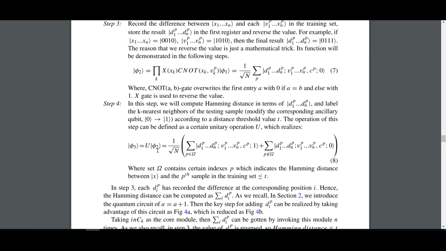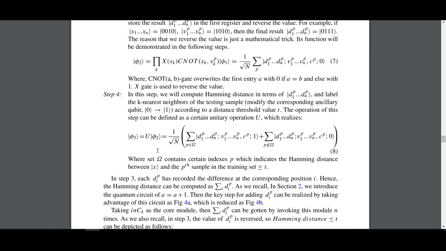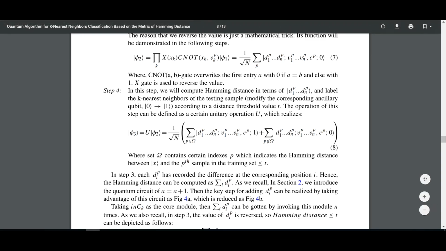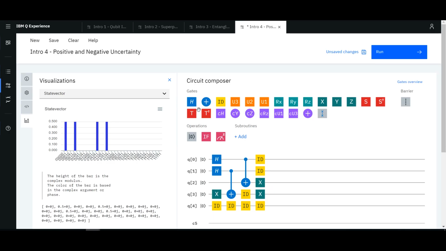So here, if I understand this well, isn't that the same as just adding a Hadamard here? So you now have, so if that's your ancillary qubit.